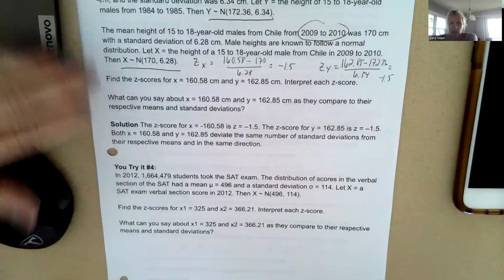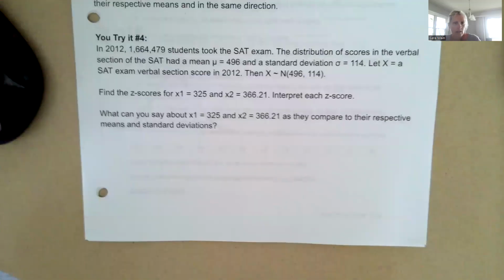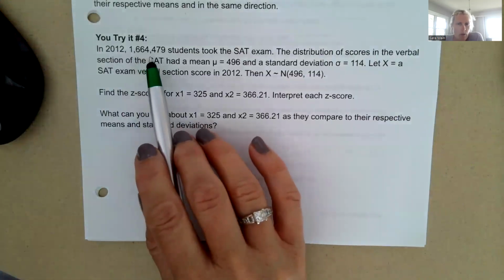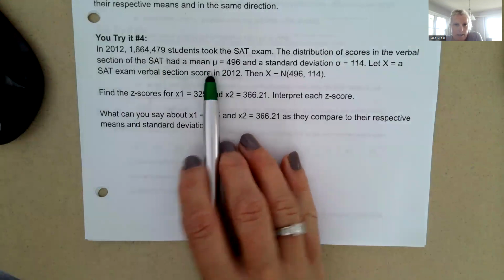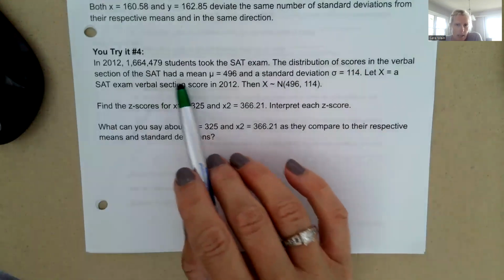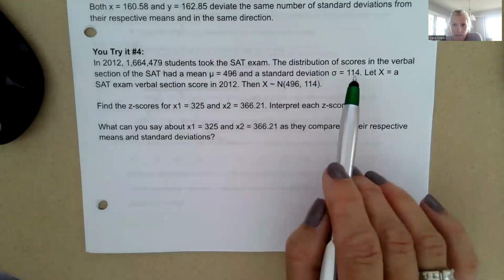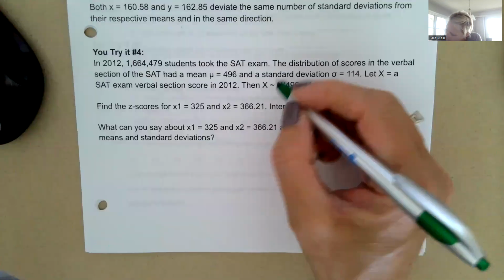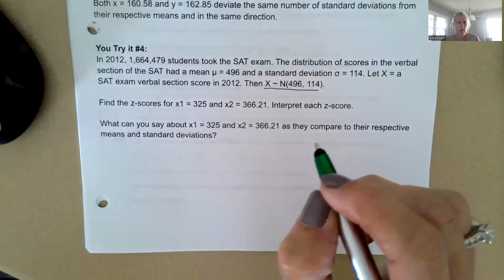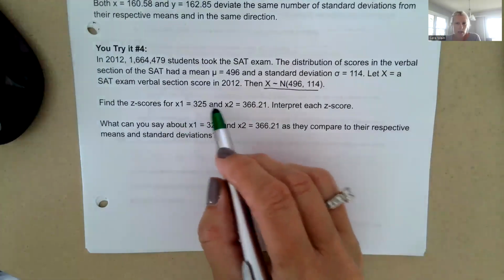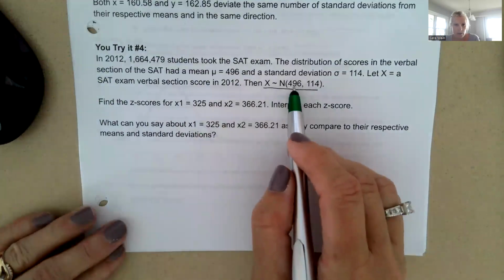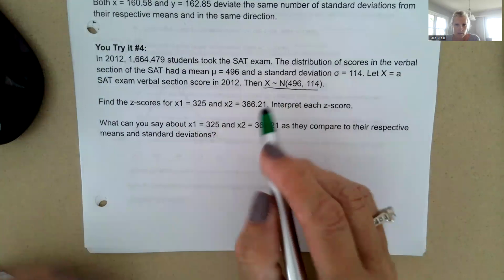So let's try one on our own. In 2012, there were 1,664,479 students that took the SAT exam. The distribution of scores in the verbal section of the SAT had a mean of 496 and a standard deviation of 114, and this is how it's distributed normally. Find the z-scores for X1 and X2, different scores here. They both scored under the mean, and interpret each score.